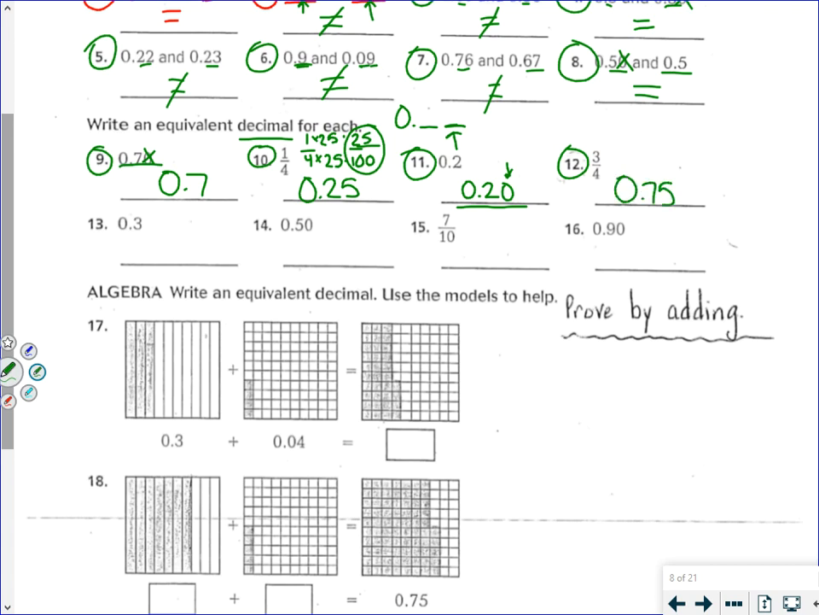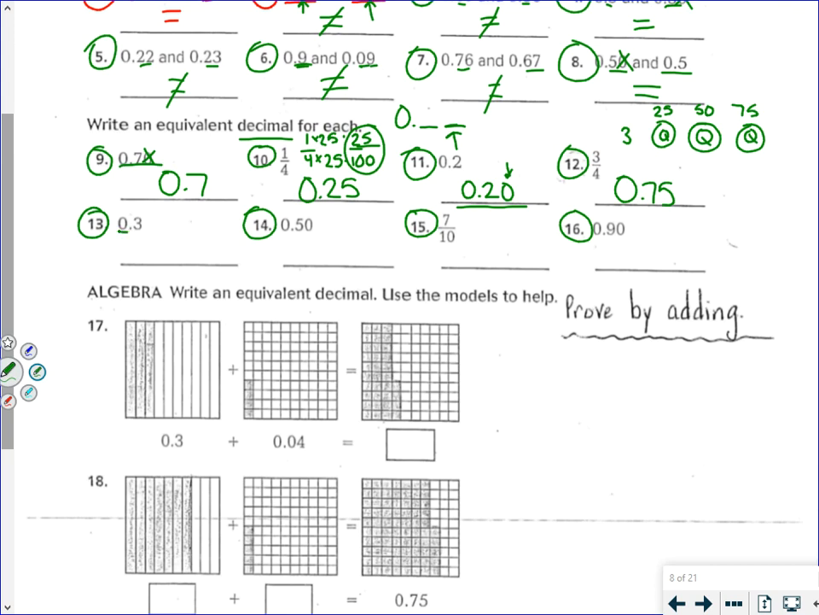0.75. Think of 3 quarters. Quarter, quarter, quarter. 25, 50, 75. Okay, 75 out of 100, 75 hundredths. Okay, try these ones by yourself. Pause the video.